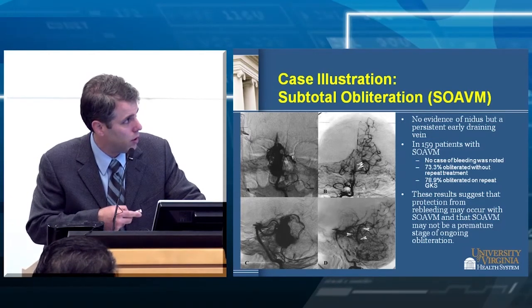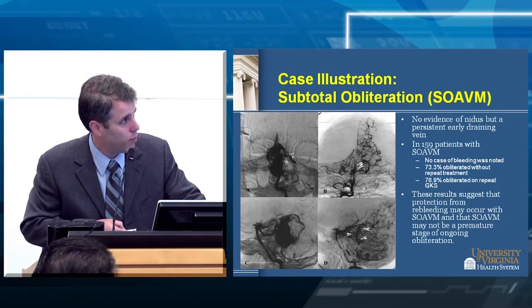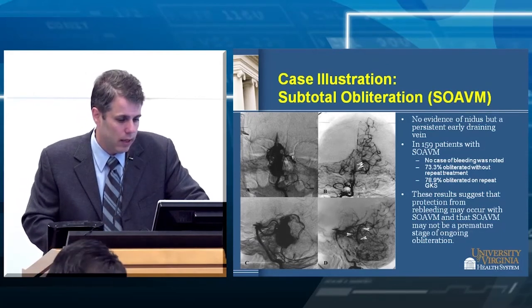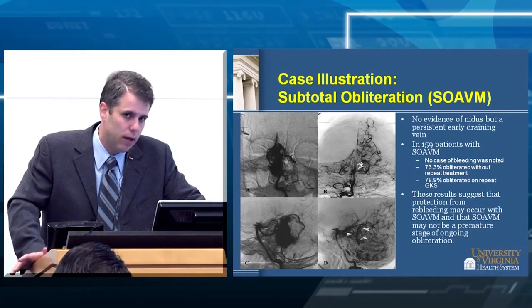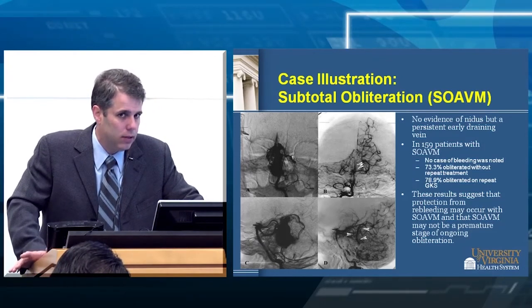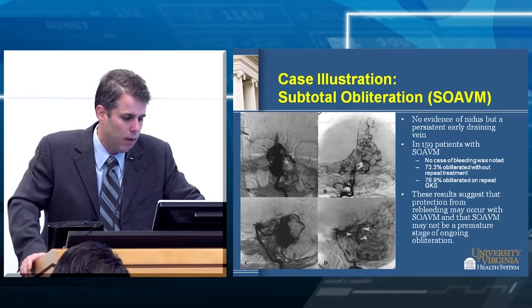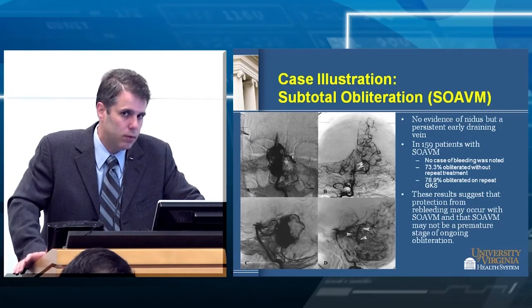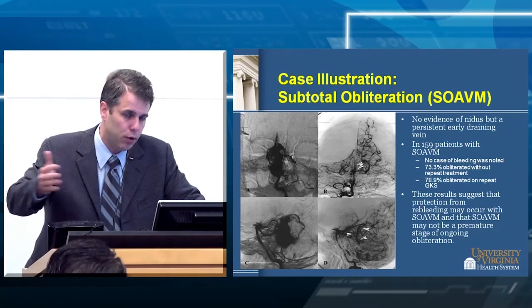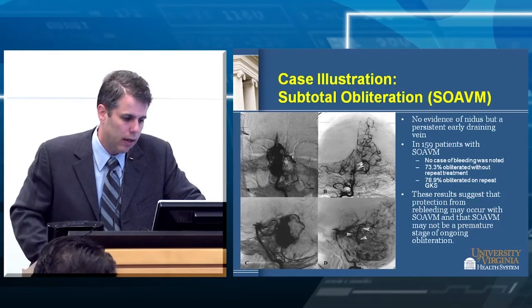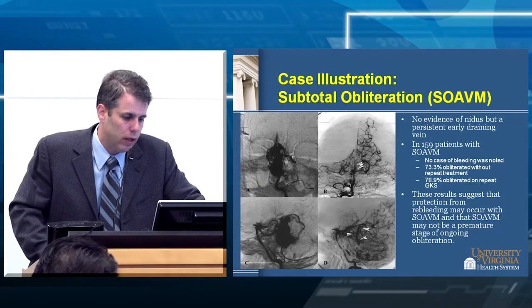But you see an early draining vein here, and we found pretty convincingly that this is likely a safe and good result, that we have not seen any incidences of hemorrhage, and we just tend to follow these patients. And in fact, many of the times with another angiogram in a year this early draining vein disappears. So it's likely a stage on the obliteration spectrum, and it's probably not worth retreating.